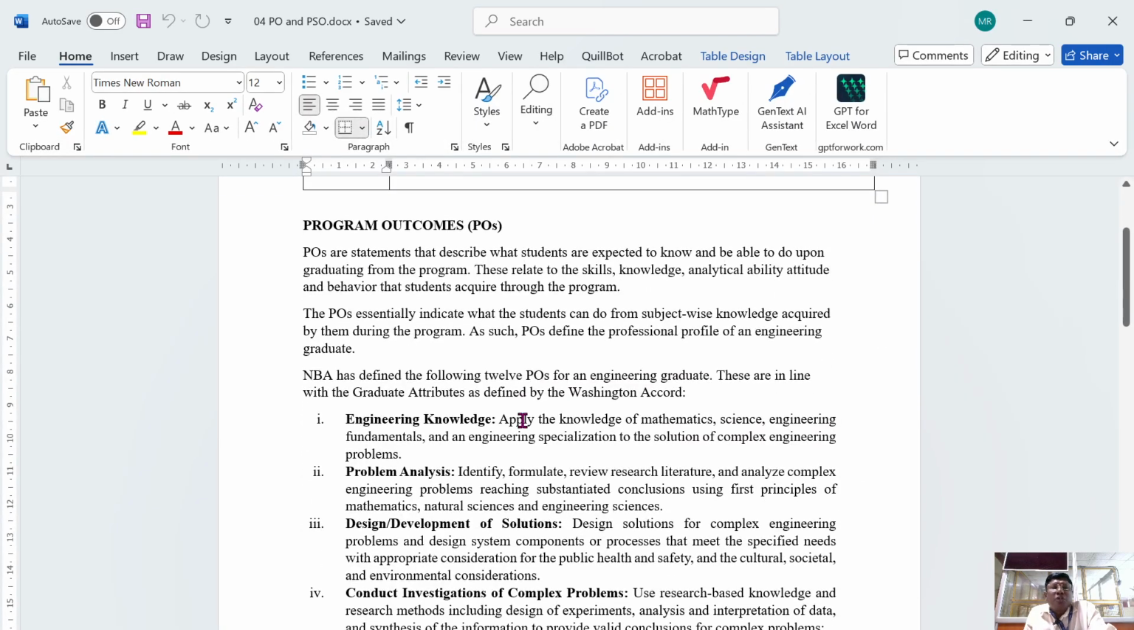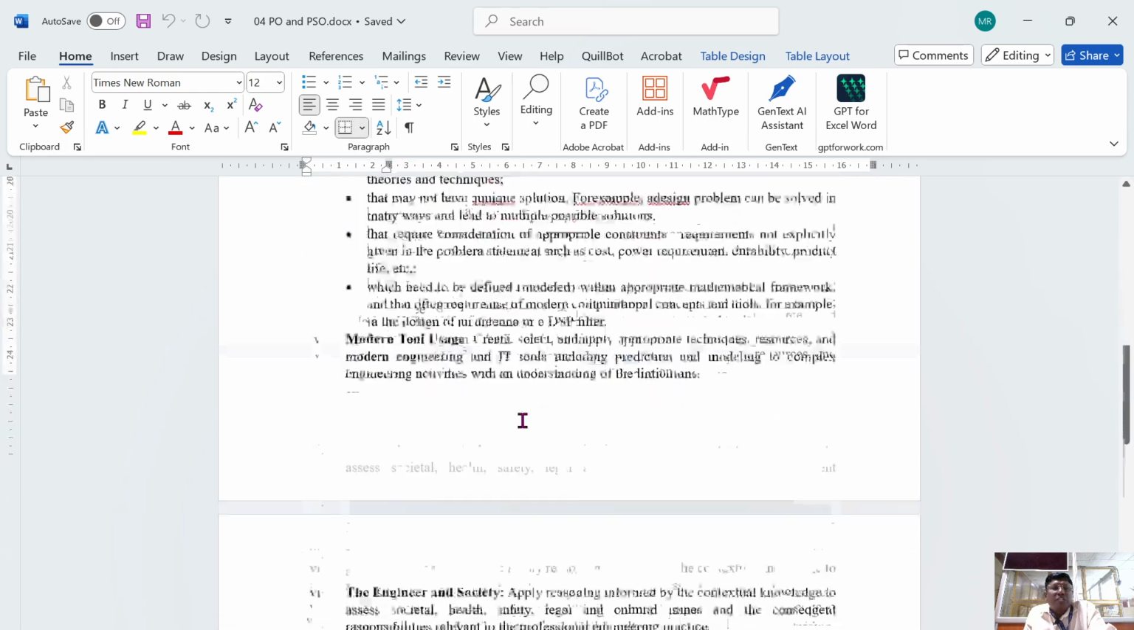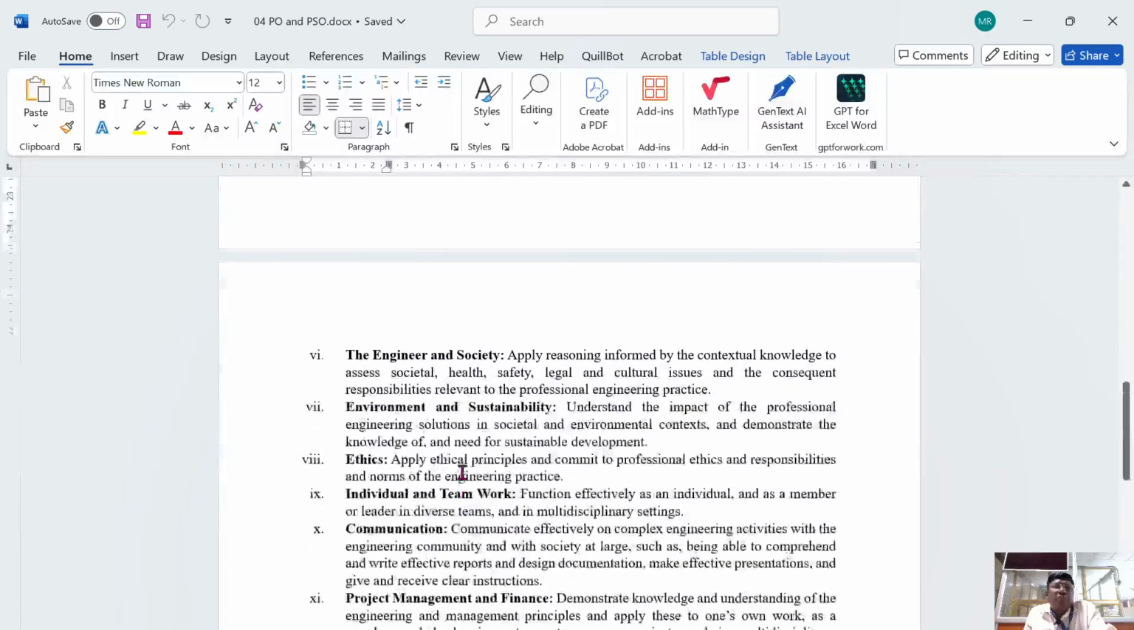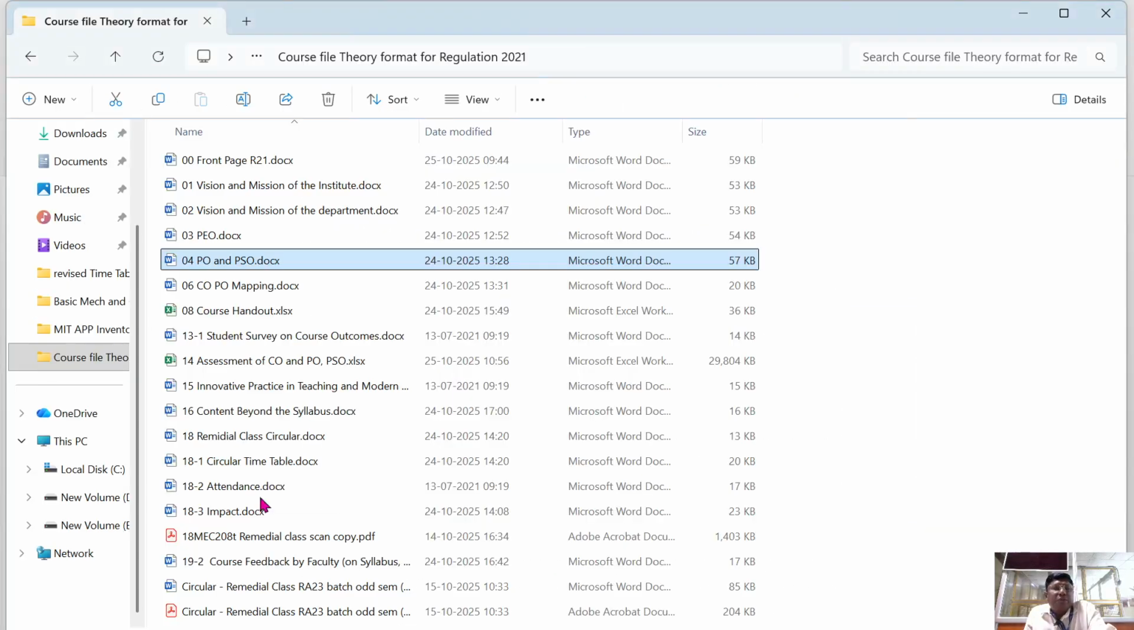and program outcomes. For program outcomes, we have to list out the 12 program outcomes and the corresponding PSOs of the BTech mechanical engineering course. What is the PSO and PSO? This page has to be kept.